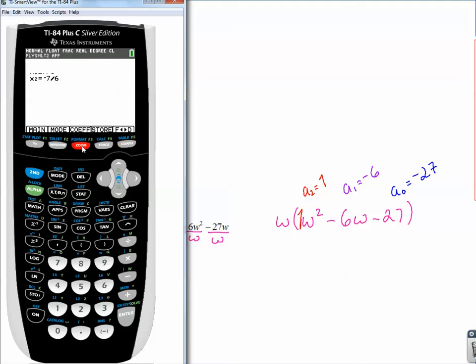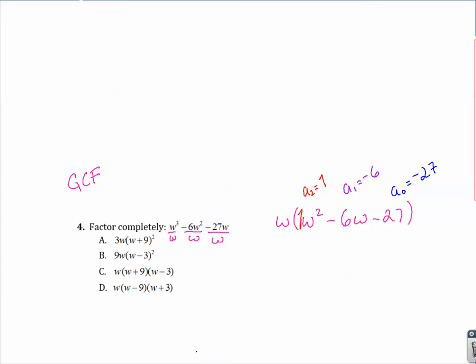So I go back, I press coefficients, I enter my information, 1, negative 6, negative 27, and then I hit solve. And I get 9 and negative 3. So my zeros are 9 and negative 3. Since we are using w's, I will write those. We have w is equal to 9 and w is equal to negative 3. So again, I switch the sign, so w minus 9 and w plus 3. Since I don't have a fraction, I know these are my factors.